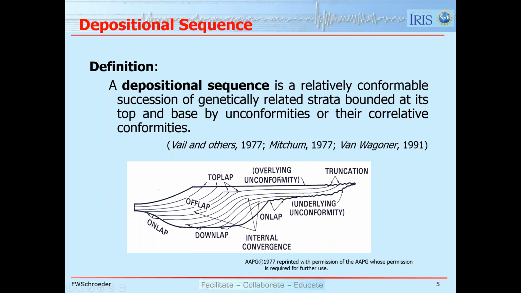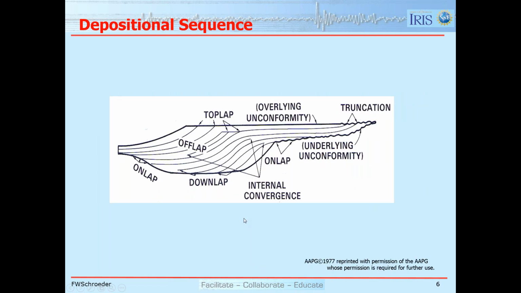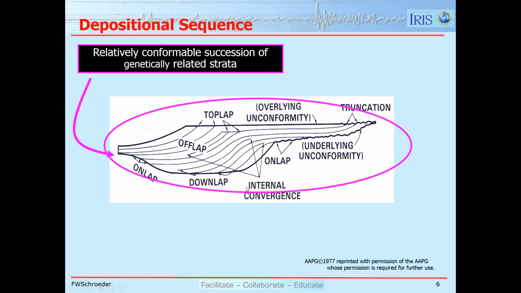And this is a classic figure from Memoir 26, and I'm going to go through this figure on the next slide. So we'll look at that definition, we'll tear it apart, look at it piece by piece. The first part: it's a relatively conformable succession of genetically related strata. So that means we have a package of sedimentary rocks that are representative of a geological period of time. Depositional sequences are usually associated with geological periods of time on the order of 3 to 10 or 12 million years.